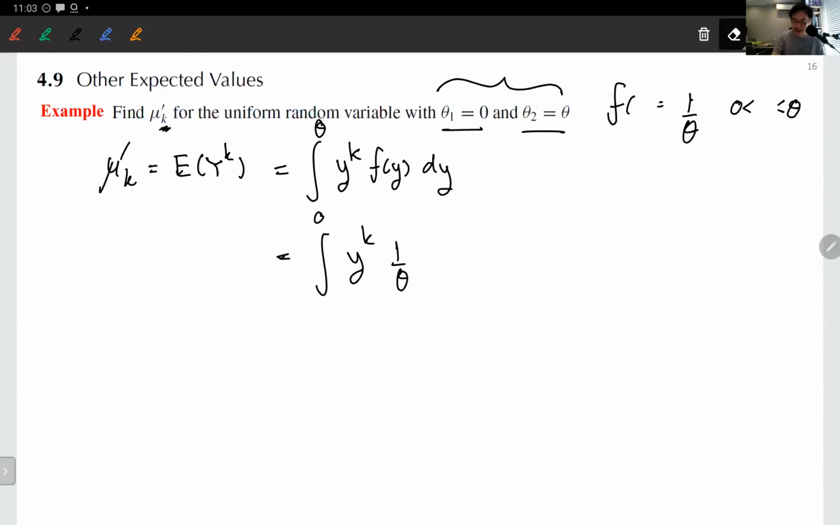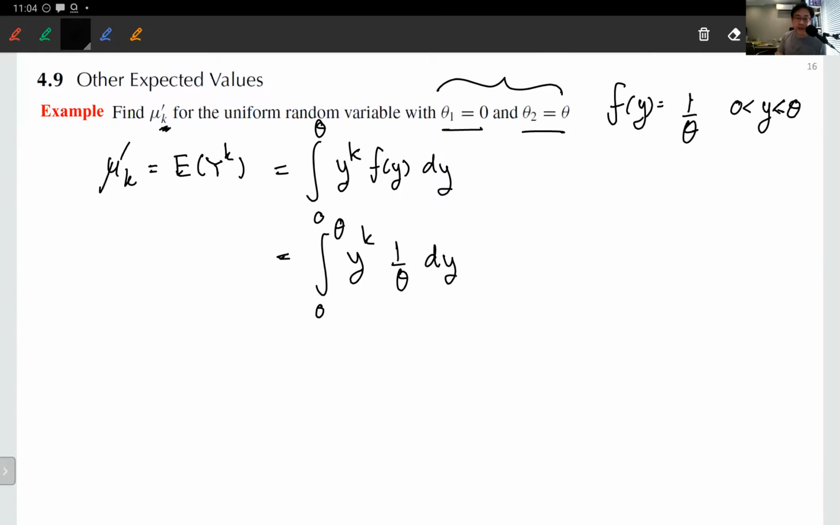Okay, it's actually y, not theta. Sounds weird. So it's y to the k times 1 over theta dy from 0 to theta. Okay, that's better. Yes, f(y) equals 1 over theta, not theta equals 1 over theta. That's a weird one. All right.